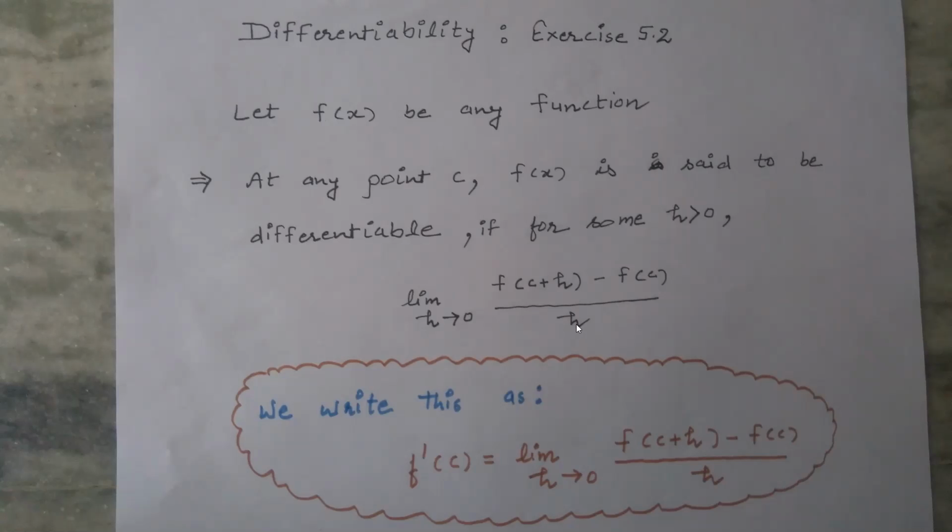where h is a new term, which is supposed to be any number greater than 0. Also, we can write, if we are able to find this limit, then we say f dash c, meaning the derivative of the given function at the given point c, is equal to the limit as h approaches 0 of f of c plus h minus f of c upon h. So this is the way we start the derivative, the differentiability.